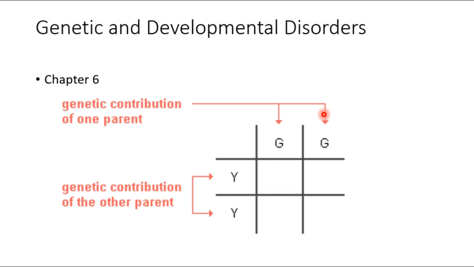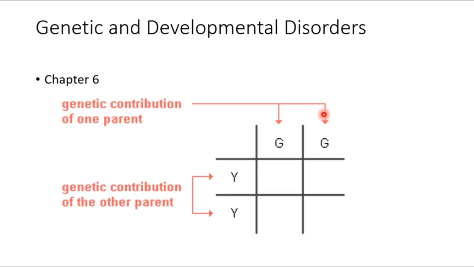Big B, little b. What goes in this square? Big B, little b. Big B, little b. Okay. 100% chance of having brown eyes. The phenotype is always going to be brown eyes.